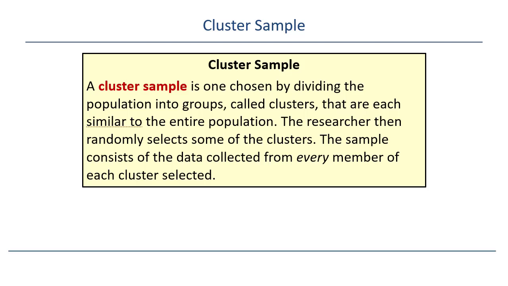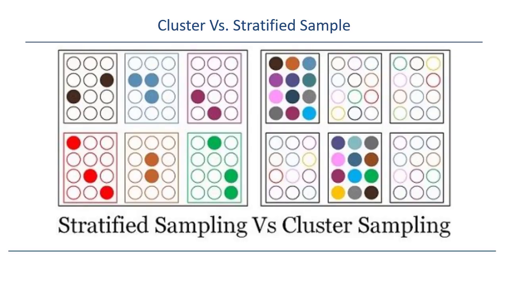You randomly choose a certain number of clusters and then sample everything from those clusters. So here's a good way to visualize the differences between the two. In stratified on the left, you can see that each group is homogeneous, right? It's the same color based on the characteristic. So you could think of this as maybe 6 different voting preferences. So you got all of the people who vote this way in this strata and so on and so forth.